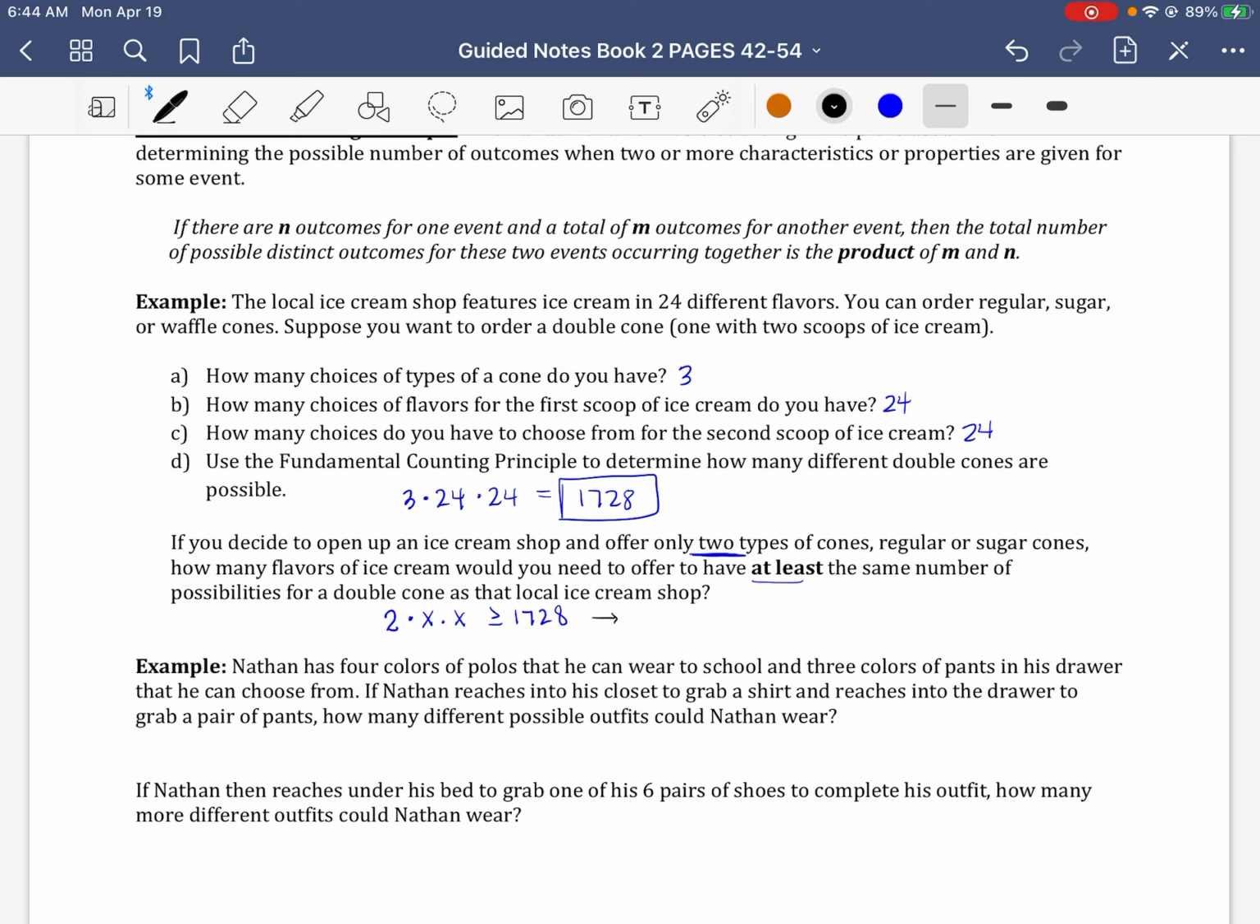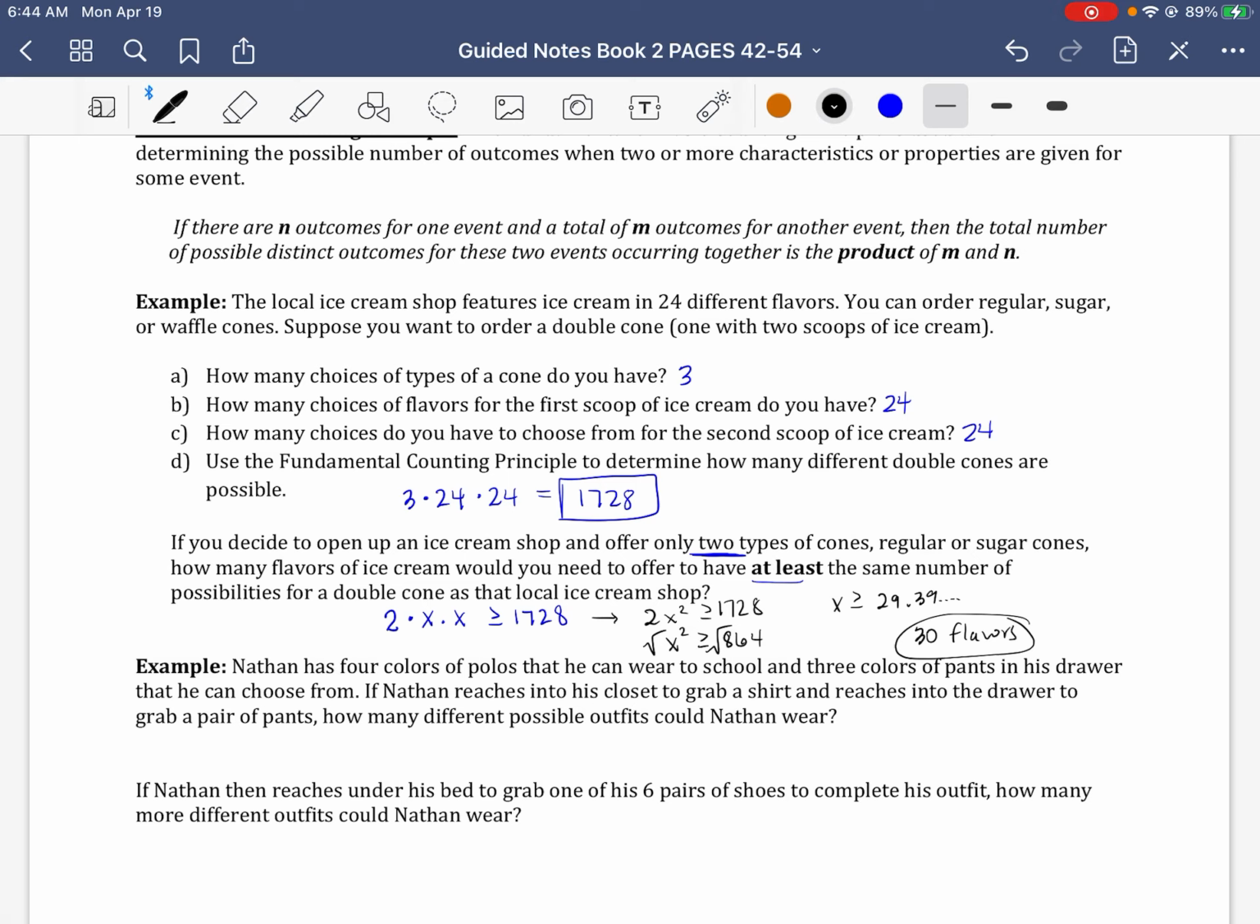So that's the same thing as 2x squared is greater than or equal to 1728. So if I'm solving that, I divide by 2. I end up with 864. And if you square root both sides, you're going to get a decimal. So x is greater than or equal to about 29.39 something. So we know that we need to offer at least 30 flavors of ice cream. Okay, so the fundamental counting principle can help us in that way as we're setting up.